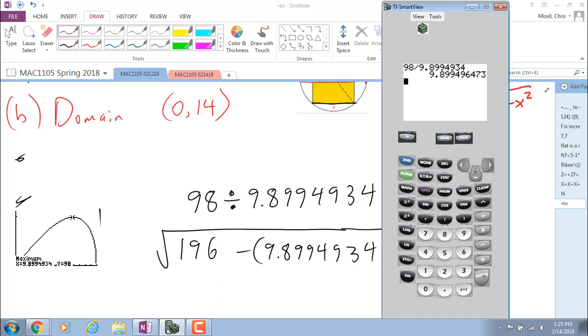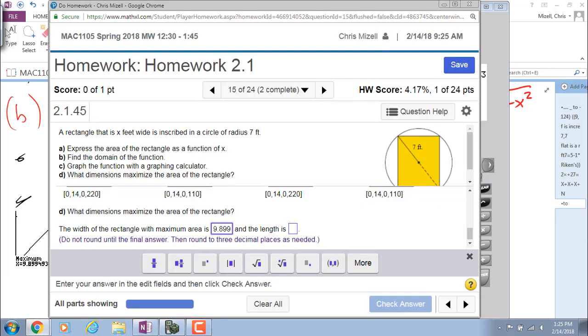How do we maximize the area of this rectangle? Make it a square. Make it 9.899 by 9.899. And that's how to get the most area out of a rectangle that's inscribed in a circle. So, wow. I don't want to pretend like I didn't already know that, but I really wasn't thinking that way. I was thinking it might be something a little different.